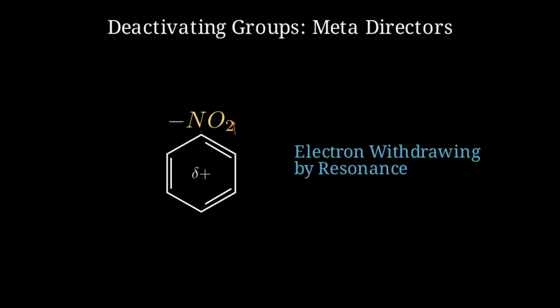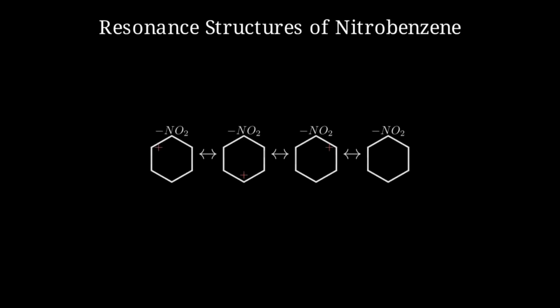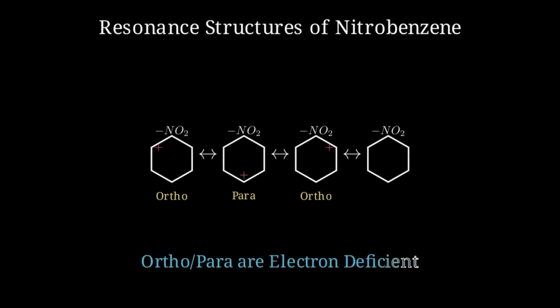This makes the ring less nucleophilic and overall much slower to react with electrophiles compared to pure benzene. Resonance shows that deactivating groups place positive charges on the ortho and para positions. Since the electrophile is also positive, it is repelled from these sites, leaving the meta position as the least bad option for attack. Halogens are unique.